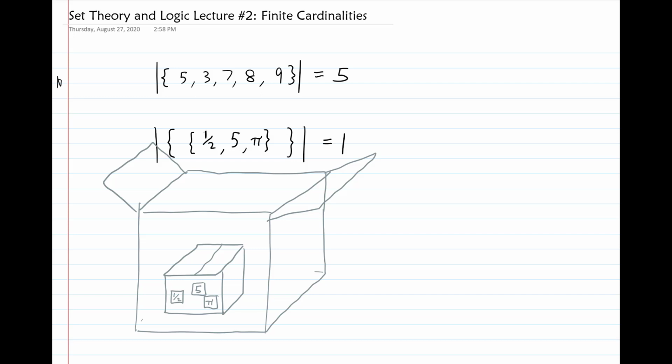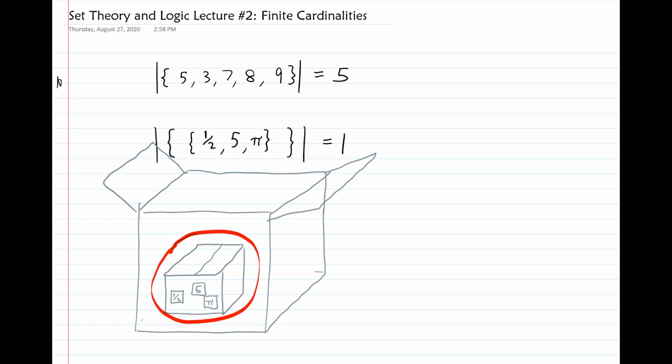Now, the cardinality of this set that's inside of the other set, okay, the set inside has a cardinality of 3, because if you opened that little box and looked inside, you would see 3 things. So the cardinality of the little set is 3, and then that little set is inside of the bigger set, and that little set is the only thing in the big set. So the cardinality of the big set is 1. Okay? I hope that makes sense.